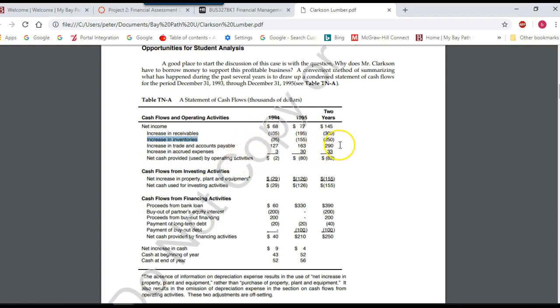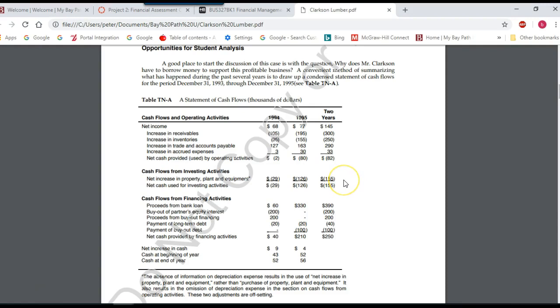So the increase in accounts payable means we're not paying our suppliers. We're using that working capital to generate our growth. Same with accrued expenses. But when you add up all these changes in working capital, we have a negative $82,000. So how did we finance that $82,000? Well, we added more working capital pressure by buying more property, plant, and equipment, especially in 1995. So we used working capital to buy more property, plant, and equipment.